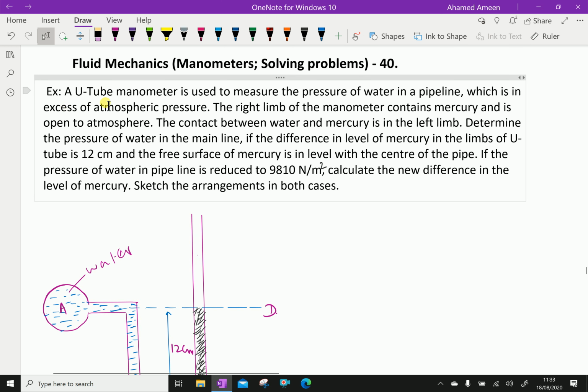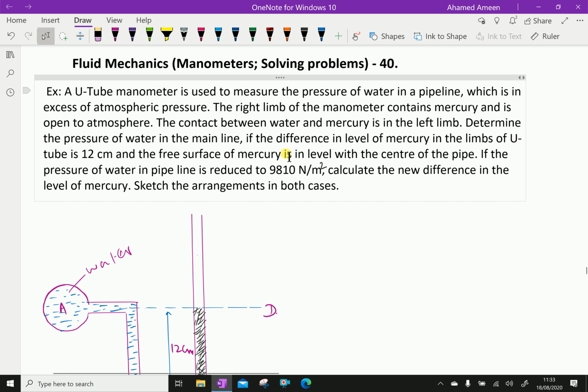Example: a U-tube manometer is used to measure the pressure of water in a pipeline which is in excess of atmospheric pressure. The right limb of the manometer contains mercury and is open to atmosphere. The contact between water and mercury is in the left limb. Determine the pressure of water in the main line.